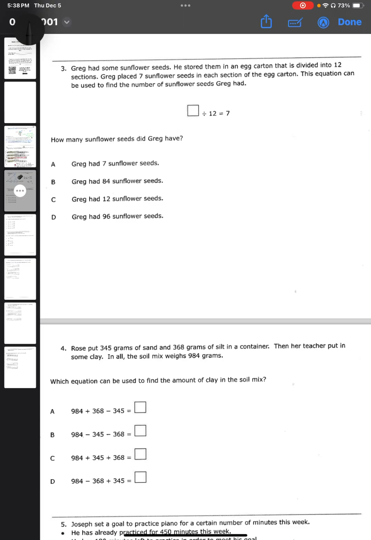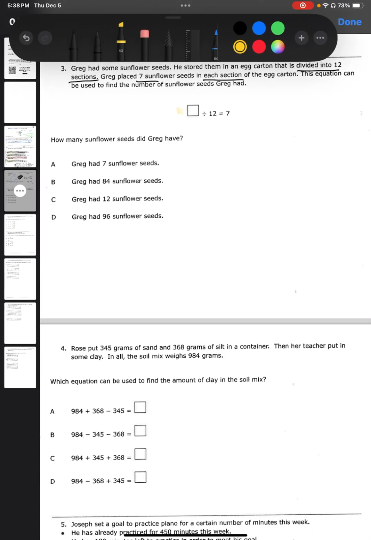It says, Greg had some sunflower seeds. Now note, we don't know how many sunflower seeds, we just know he had some sunflower seeds. He stored them in an egg carton that is divided into 12 sections. Greg placed 7 sunflower seeds in each section of the egg carton. This equation, the one that they have listed for us, can be used to find the number of sunflower seeds Greg had. If you're looking in the middle of the screen, it is the unknown box divided by 12 equals 7. How many sunflower seeds did Greg have?